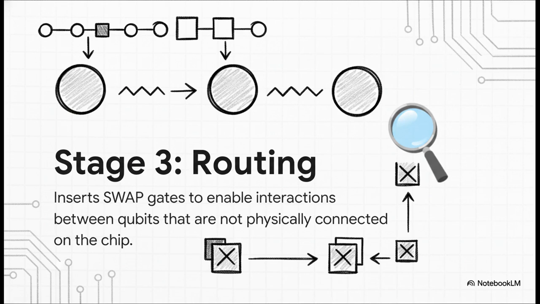What happens if your algorithm says qubit A needs to talk to qubit Z, but on the actual chip, they're on opposite sides? That's what routing fixes. It cleverly inserts special operations called swap gates, which literally move the quantum states of the qubits around the chip until they become neighbors and can finally interact.